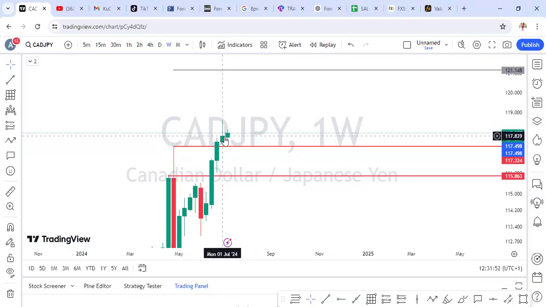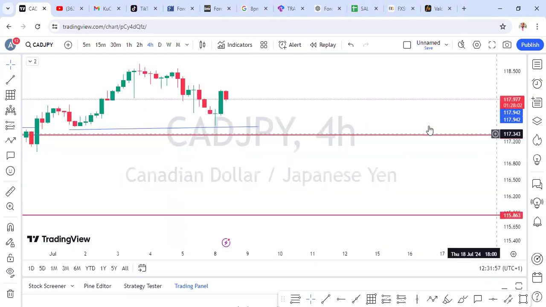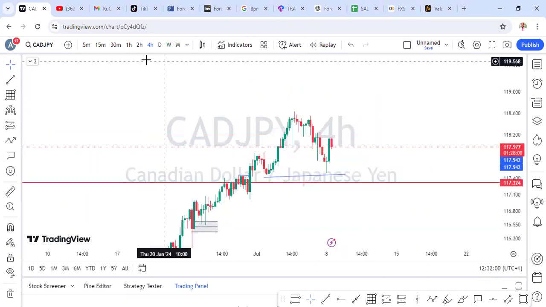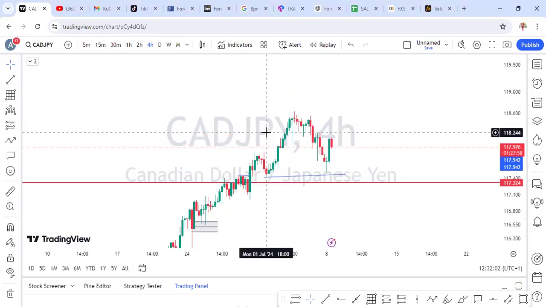So we will see JPY go up this week. Now, where are we on a smaller time frame? So how do we join JPY on a smaller time frame?